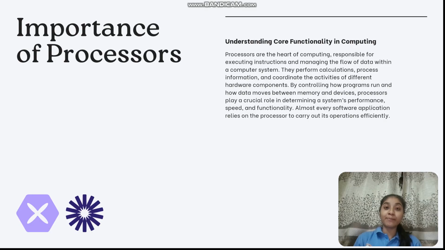Now we will be seeing the importance of the processor. To understand computers, we first need to understand the processor. The processor is responsible for executing instructions, processing data, and controlling all the operations inside the computer. For example, when we type something, open a file, or run a program, the processor performs all the calculations and decisions required. In simple words, without a processor, a computer cannot function at all. That is why it is often called the brain of the computer system.